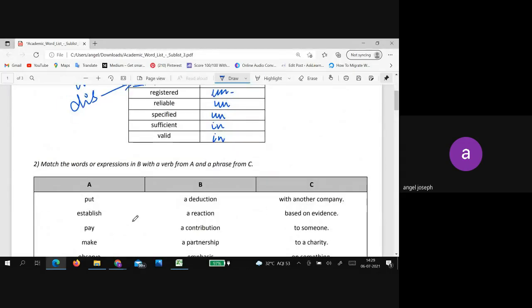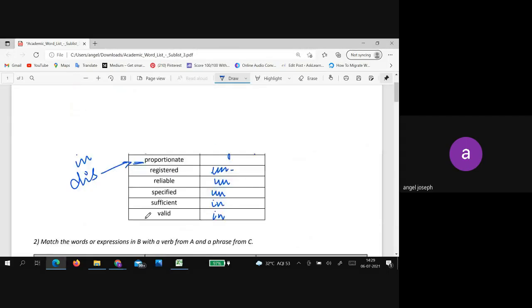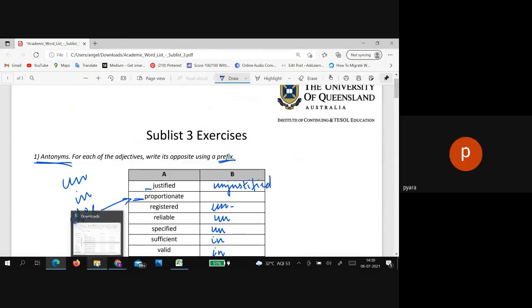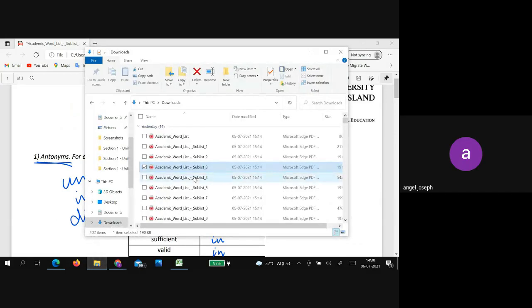Like I said, I'll be a little faster. Can I go to sublist 4? Yes? Yes, ma'am. Yes. Okay.